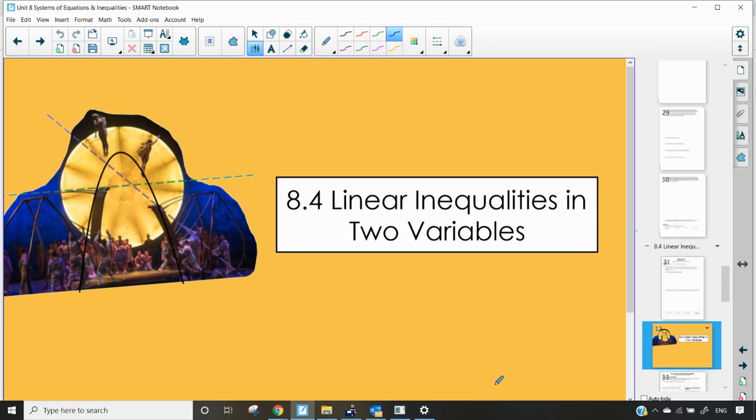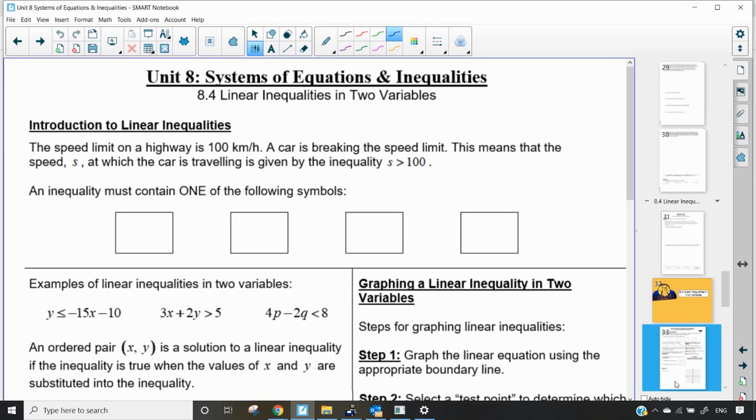Welcome back. Today we're going to be moving on to the second part of our unit for systems of equations and inequalities. And today we're going to take a look at linear inequalities in two variables. Now, before we move on to our examples, we need to talk a little bit about linear inequalities, and I'm going to do that using an example.